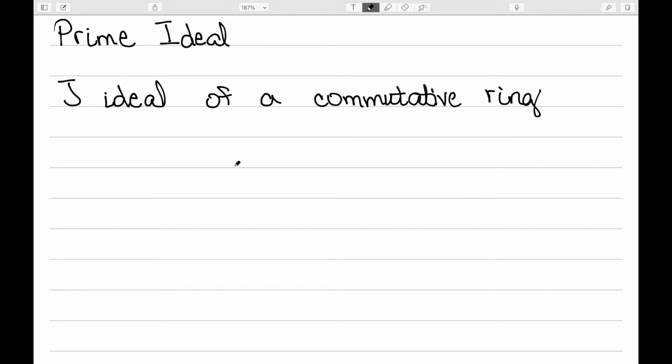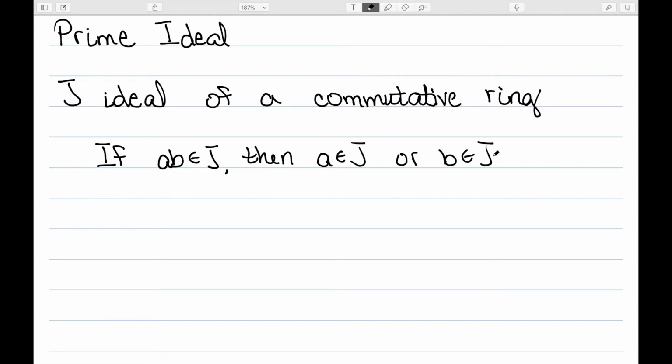In this video, I want to look at defining both a prime ideal and a maximal ideal. Let's start with the prime ideal. Let J be an ideal of a commutative ring. Then we say J is a prime ideal if the product AB belongs to J implies that either A is in J or B is in J. So if the product is in there, at least one of the elements needs to be in that ideal. This would make it a prime ideal.